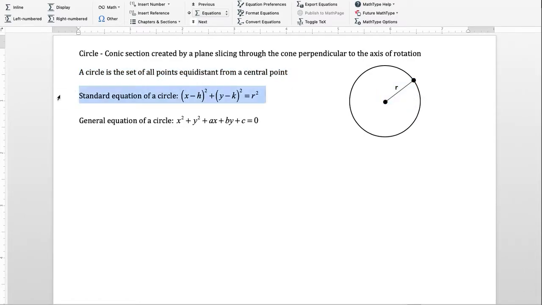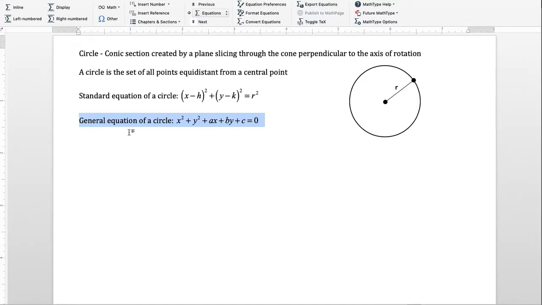Now, we've got the standard equation of a circle, x minus h squared plus y minus k squared equals r squared, where (h, k) is the center of the circle on the coordinate plane, and r is the radius of our circle. Now, if we open that up, multiply that out, we get the general equation of a circle, x squared plus y squared plus ax plus by plus c, where a, b, c combine in ways to give us the (h, k). So if we multiply that out, distribute, we can turn it into that.